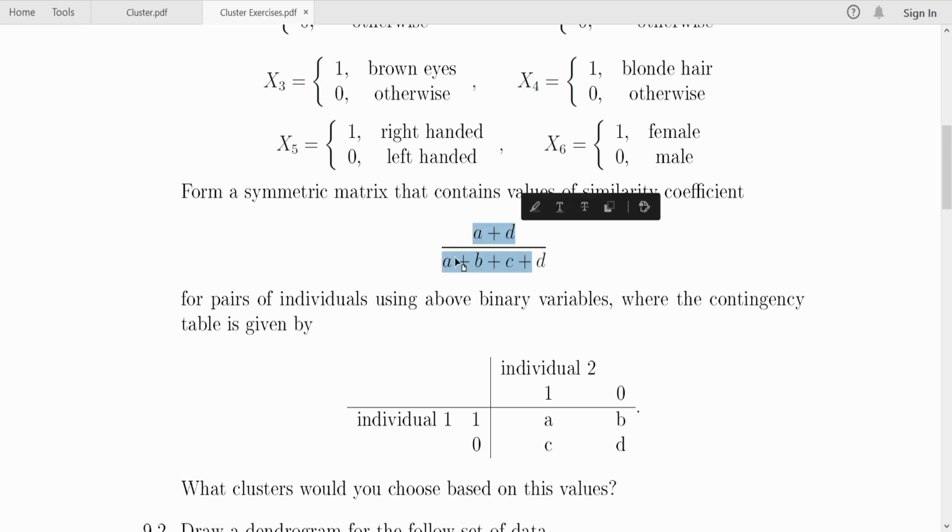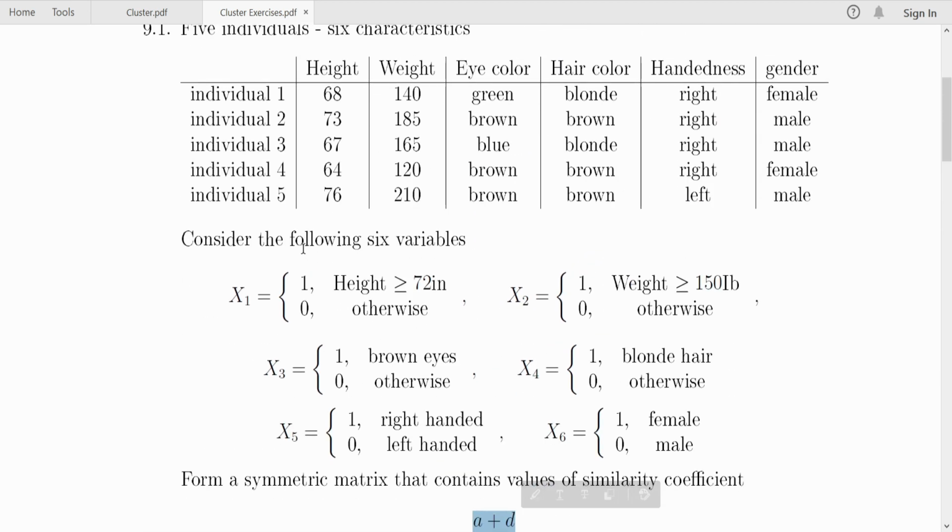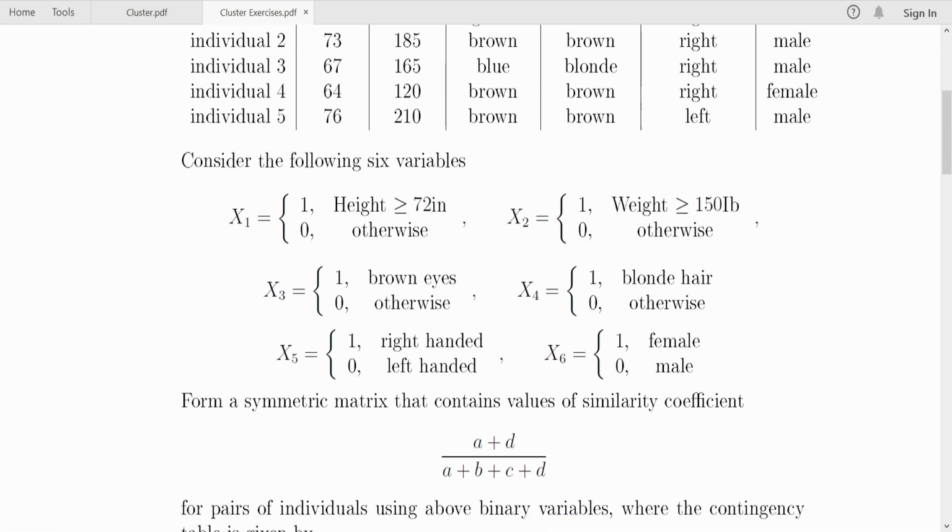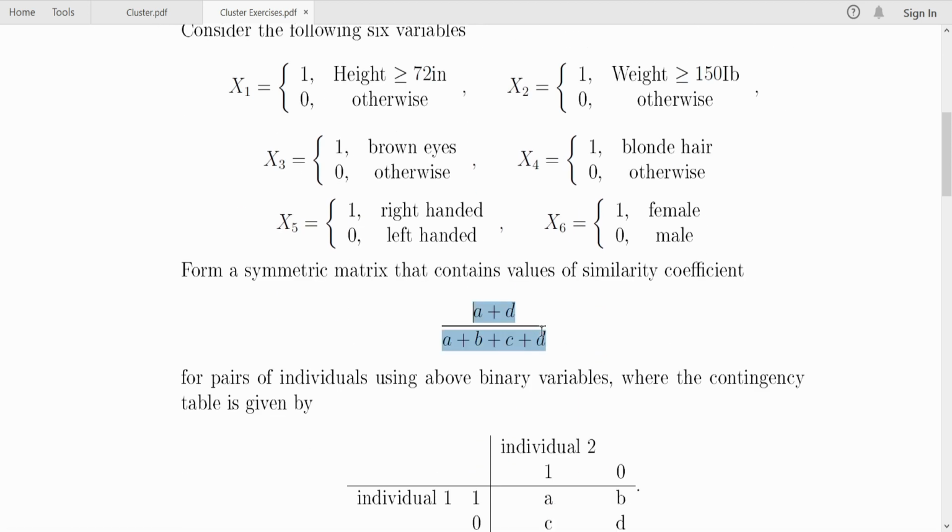So we will see how. What we actually want to cluster is those individuals based on those characteristics using these binary variables. So either you have that characteristic or you don't. So this is what binary means. But in this case we will use this similarity coefficient, so it gives equal weights to a plus b and c plus d.